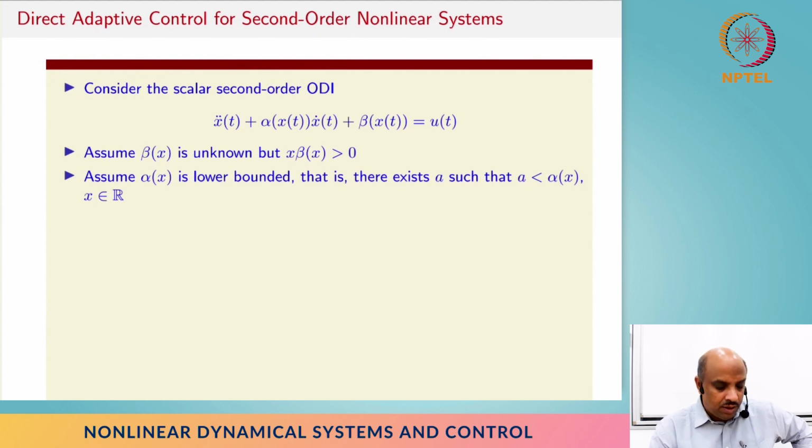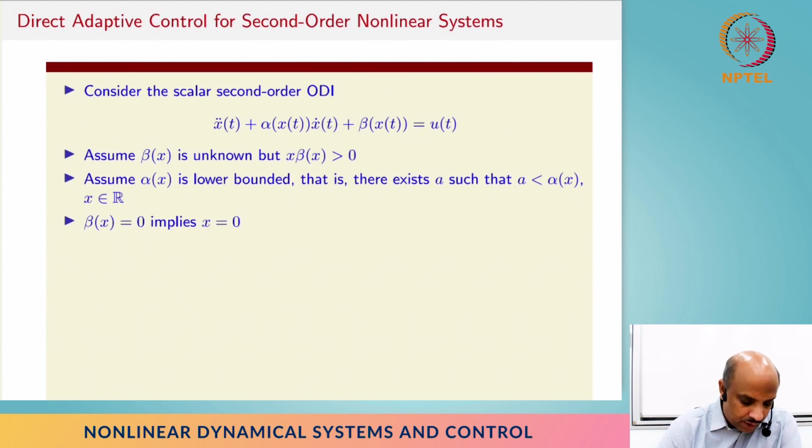Okay. And this looks like a mechanical system where beta is certainly coming from a potential energy kind of thing, either through gravity or a spring or whatever, and they all typically satisfy this x times beta of x greater than 0. Whereas this alpha could be coming from many different things, including dissipation. If it's dissipation, then we know that it's lower bounded by 0, but sometimes this could be negative. You could have a negative damping case also, right, if it is not a mechanical system. So all I know about this particular alpha of x is that it is lower bounded. Can I stabilize the system?